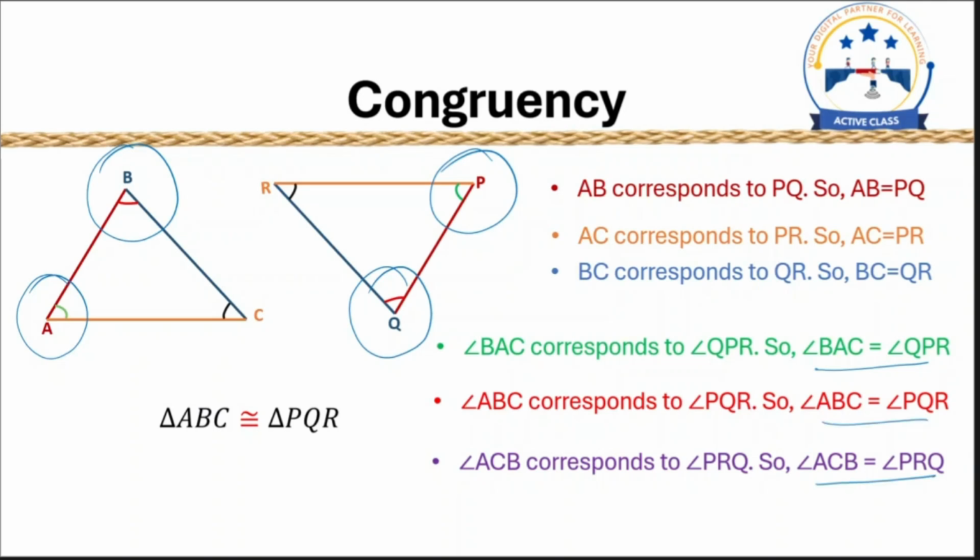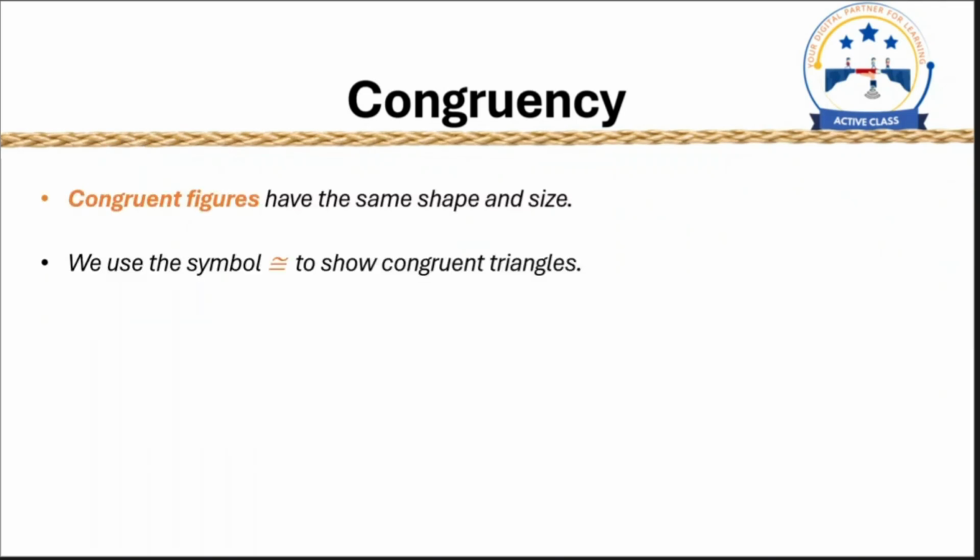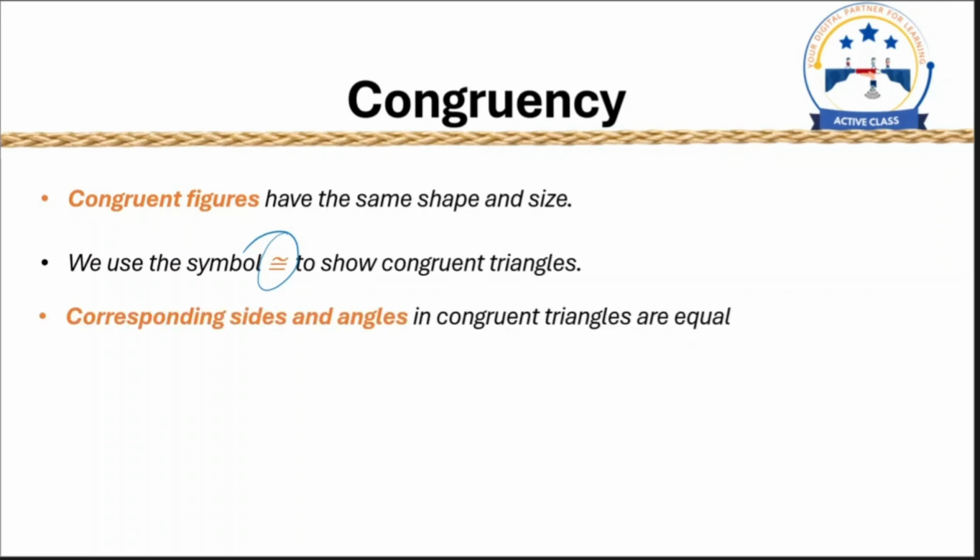Let's quickly recap what we learned in this video. First, congruent figures have the same shape and size. Second, we use this symbol to show congruent triangles. And the last one, corresponding sides and angles in congruent triangles are equal. In the next video, we will learn special rules to prove when two triangles are congruent.